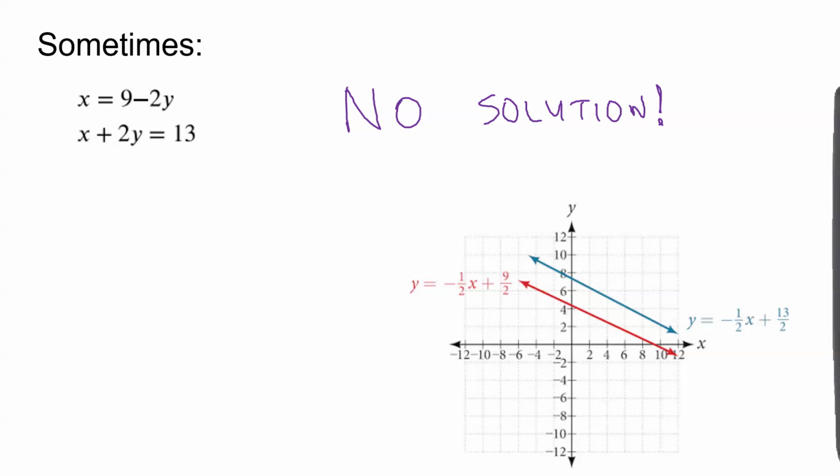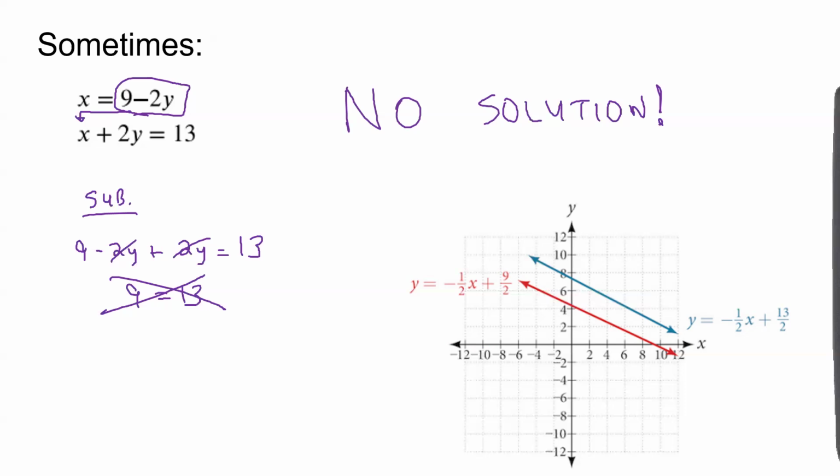Okay. If you came through and did this with substitution, I could take this 9 minus 2y, replace x with it, and I get 9 minus 2y plus 2y equals 13, and the negative 2y and the 2y would cancel. I get 9 equals 13.